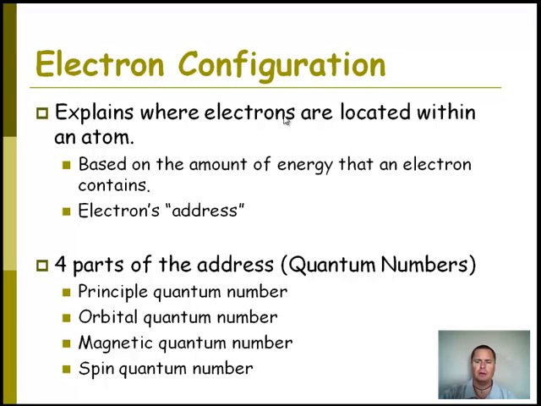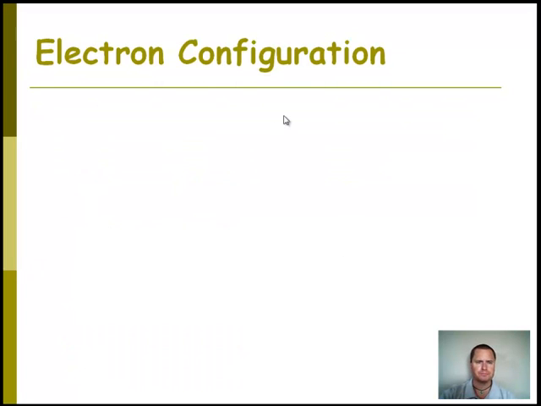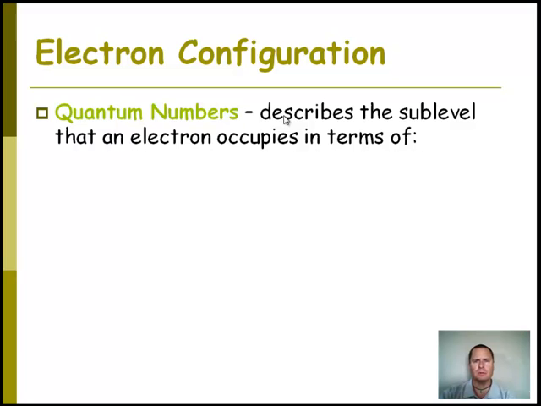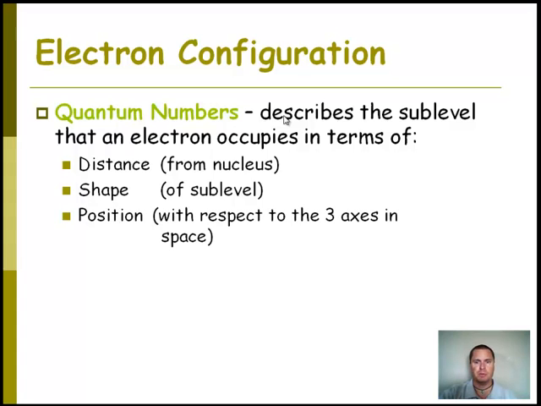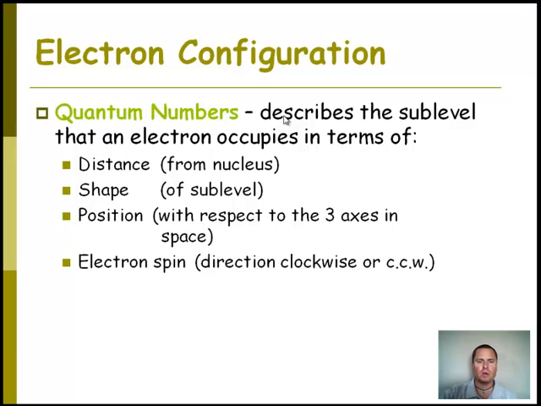But first I want to talk about quantum numbers in general. A quantum number simply describes the sublevel, a particular sublevel that an electron occupies, in terms of 4 things. How far is it from the nucleus? What's the shape of the sublevel? What's the position with respect to the 3 axes in space? And then finally, what direction does the electron spin? Does it spin clockwise or counterclockwise?